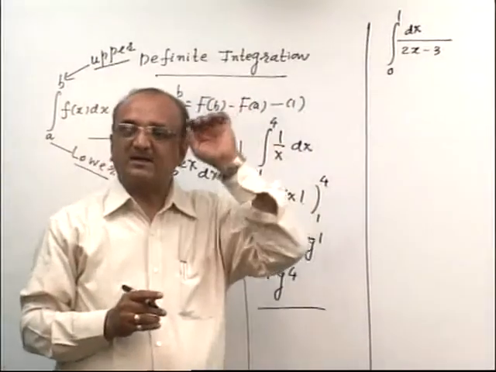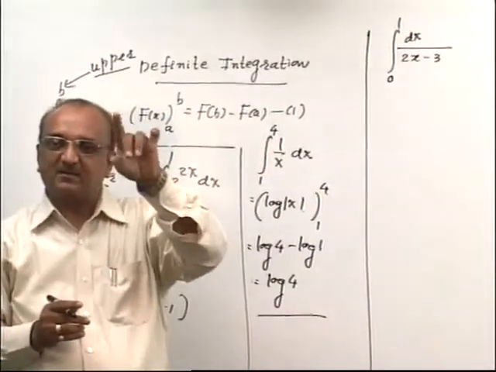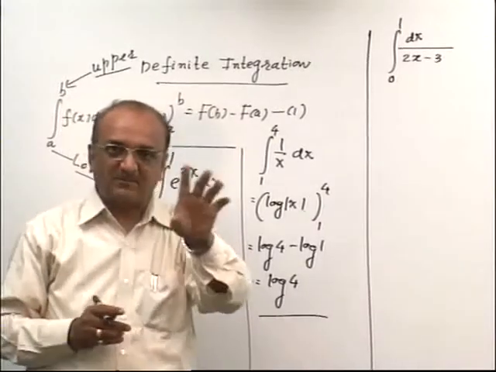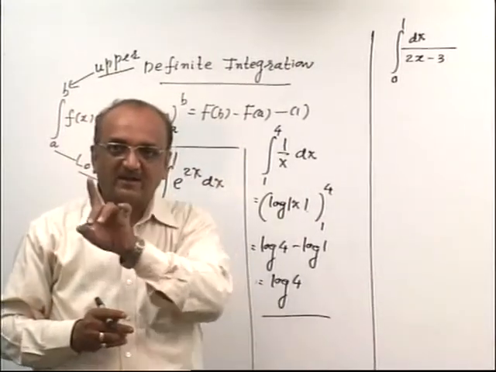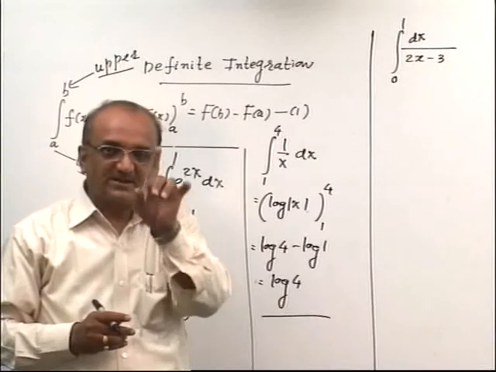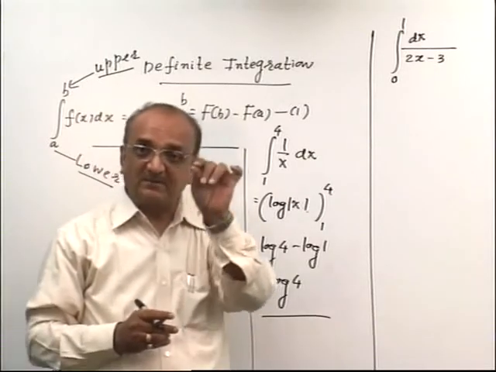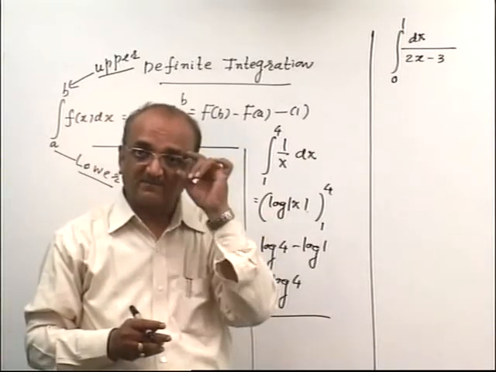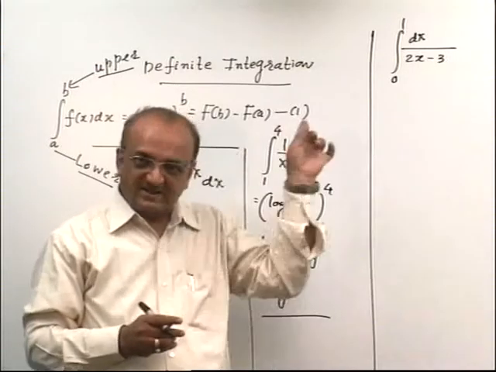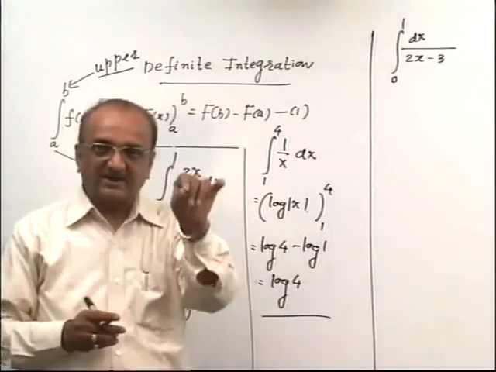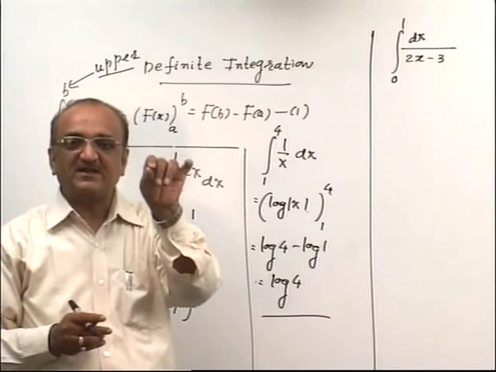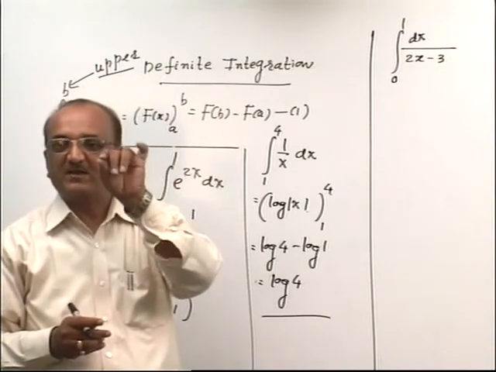I have given this formula also: integration of f of ax plus b. Please revise this formula first. I gave the example last time, write it in your book. Integration of f of ax plus b dx is equal to 1 upon a capital F of ax plus b.